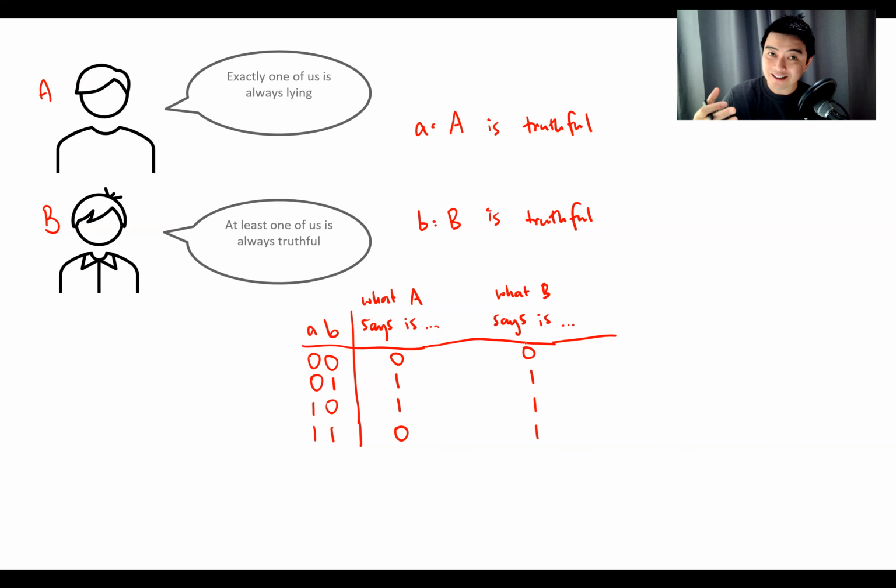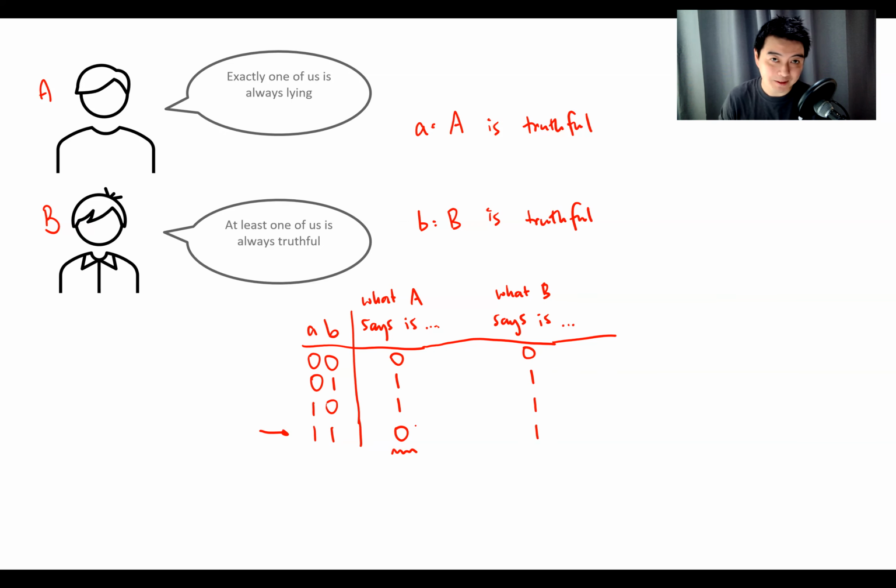So the way that we can find this out is we analyze each one of the rows. This is what a good, proper truth table is going to tell us about the situation. So let's start with the bottom case. In the bottom case, we are assuming that both A and B are telling the truth. We're saying that A is truthful and B is truthful, but what A said happened to be false.